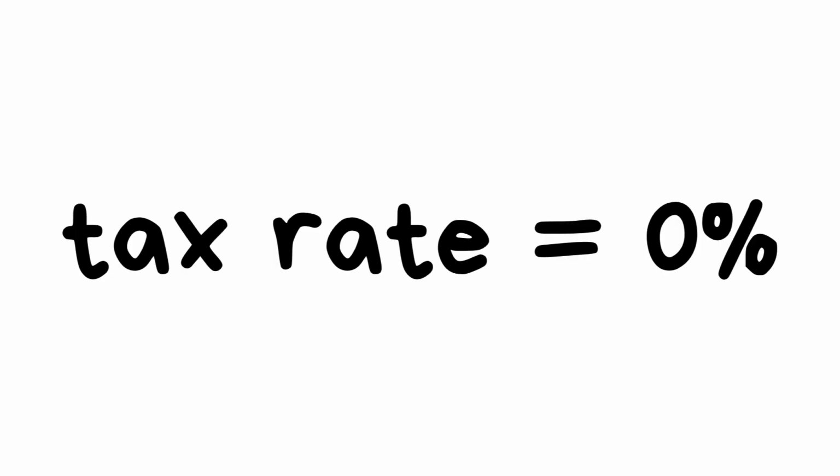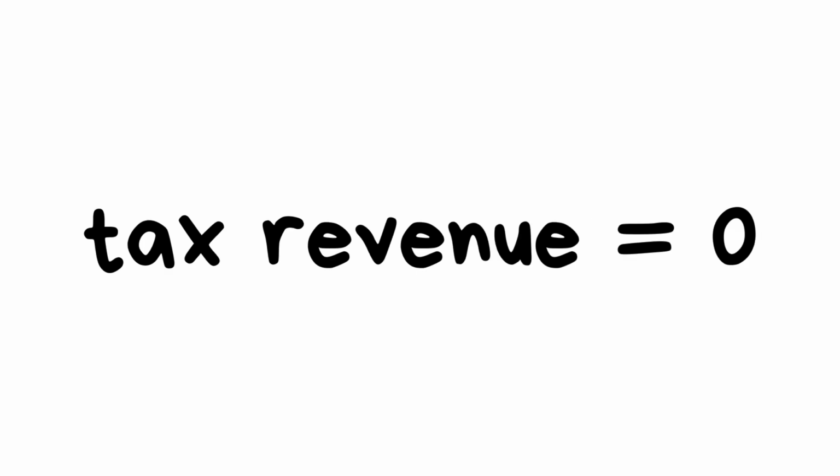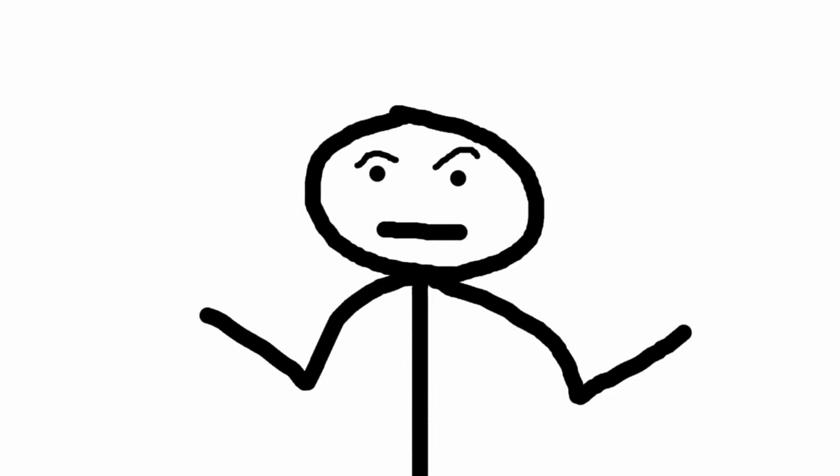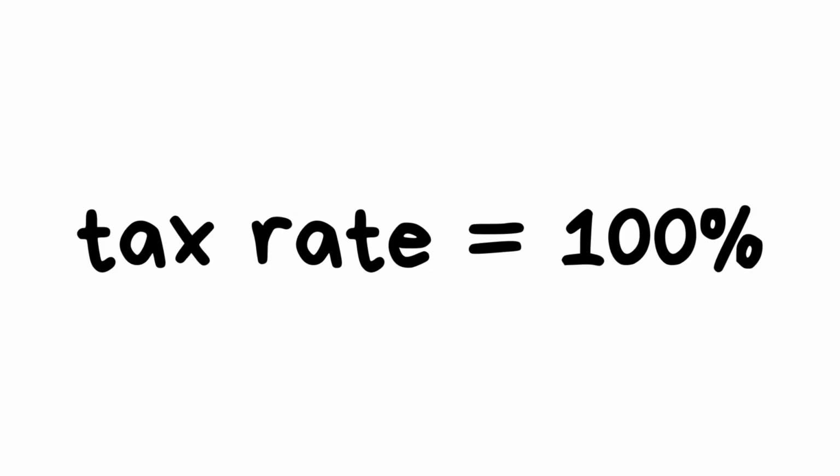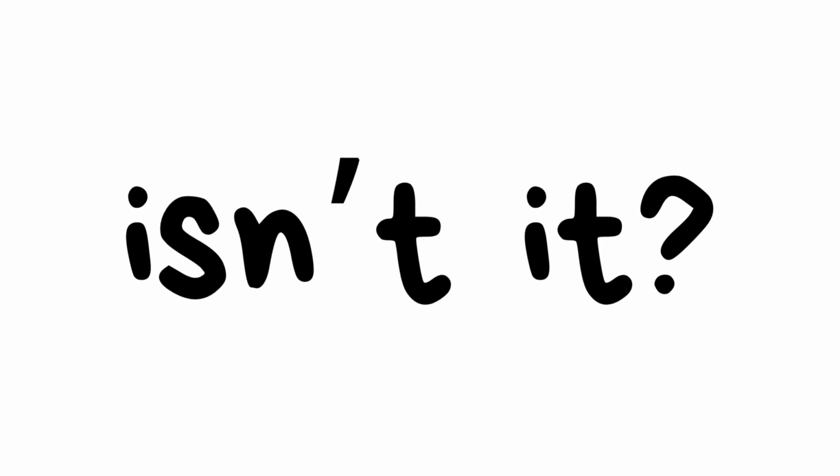If the tax rate is equal to 0%, tax revenue will also be equal to 0, as no one is taxed. But what if we set the tax rate to 100%? How much would the income be? Also 0, as no one would go to work if they had to give away everything they worked for. Pretty obvious, isn't it? Are there real-life examples of it?